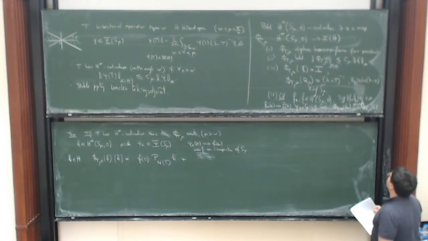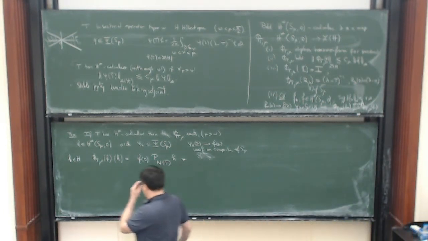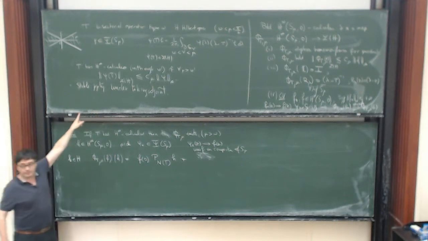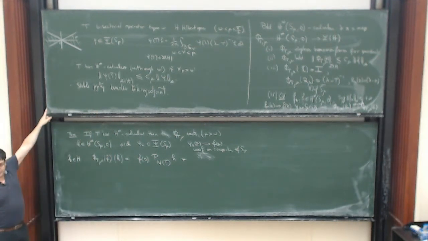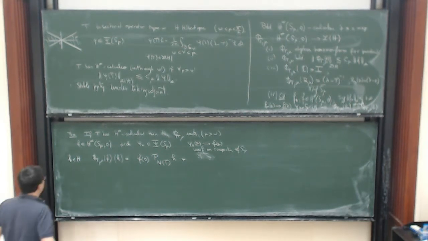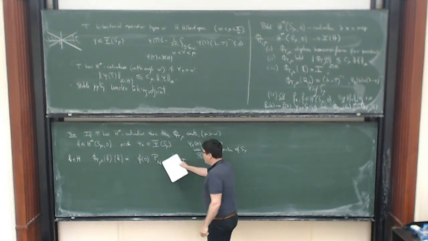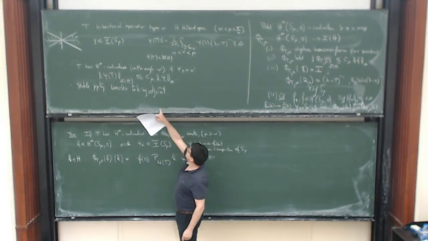Do I define? Yes? So I prove that if I have this estimate, I have the existence of this map. In the end, it's the same notion. I just wanted to make it different at first, but okay. So this is the way I define this map if I have this estimate.